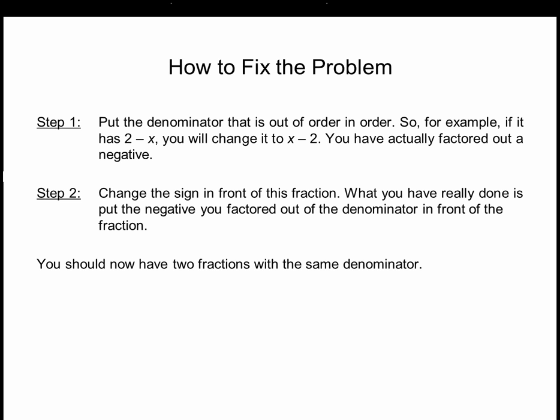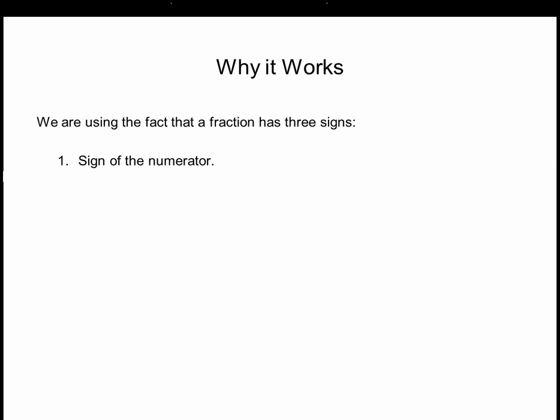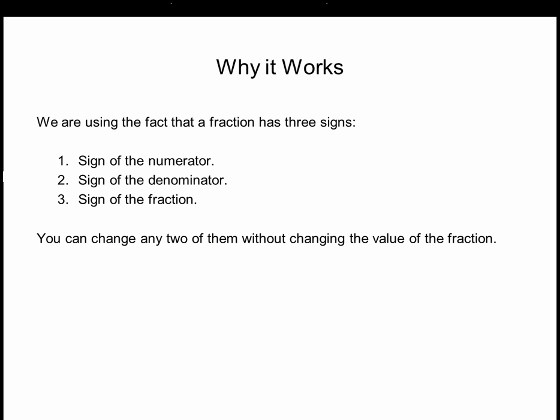You should now have two fractions with the same denominator. Again, we're taking the point of view that you just have two rational expressions. Now, why does this work? We're using the fact that a fraction has three signs: the sign of the numerator, the sign of the denominator, and the sign of the fraction. The sign of the fraction is actually what's in front of the fraction. Here's the fact. You can change any two of them without changing the value of the fraction.